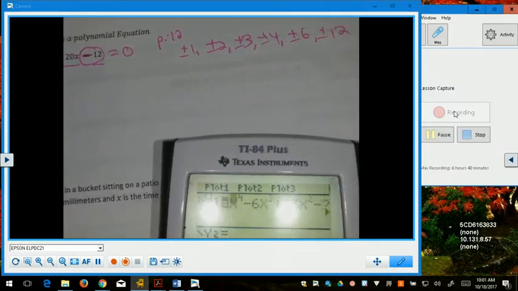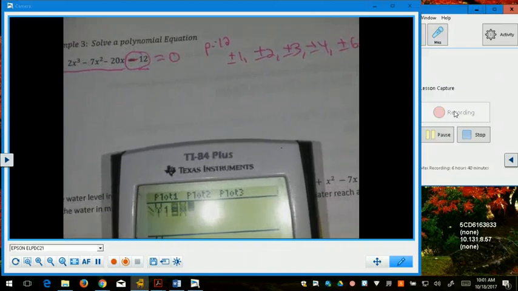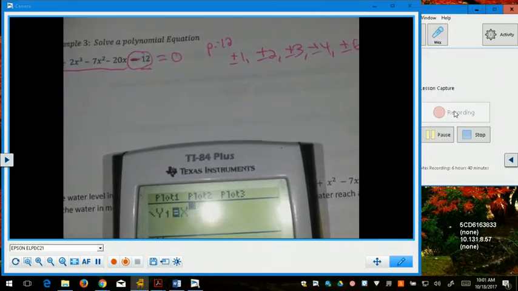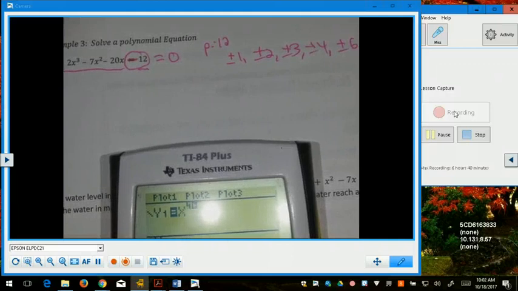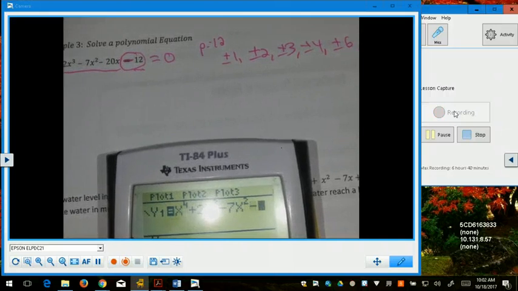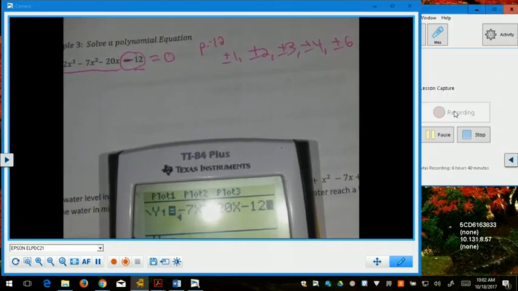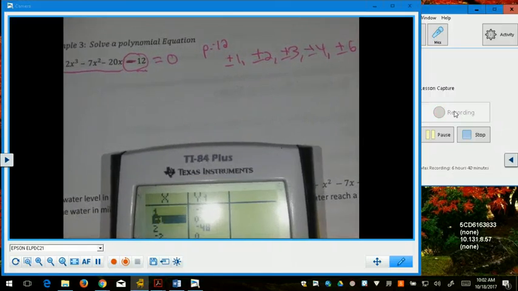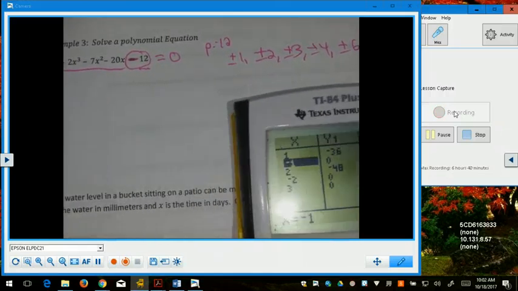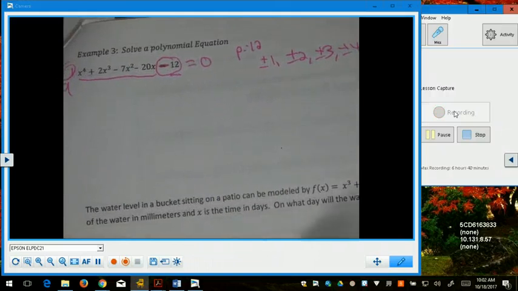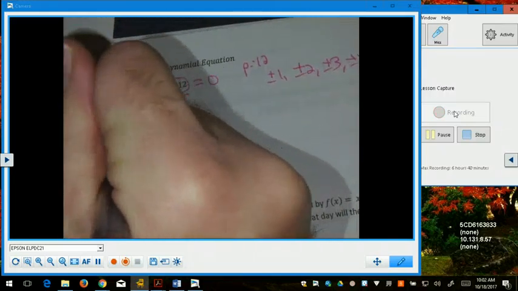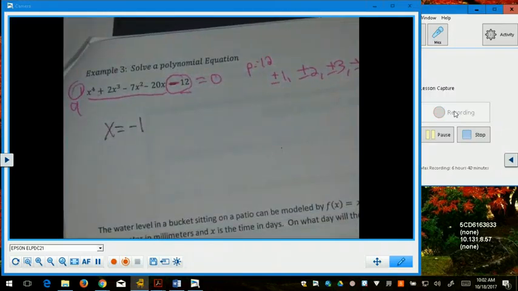For this one, I'm going to plug in x to the fourth plus 2x cubed minus 7x squared minus 20x minus 12. I'm just going to try to find one of them. Hey, the first one that popped up was -1. So we got x equals -1 as one of my rational zeros.